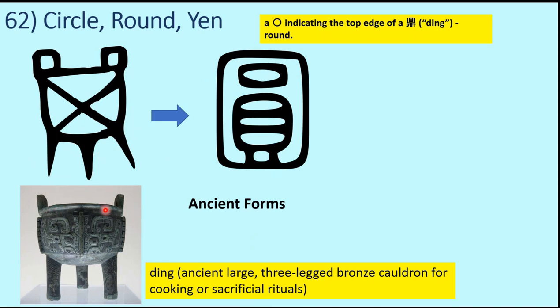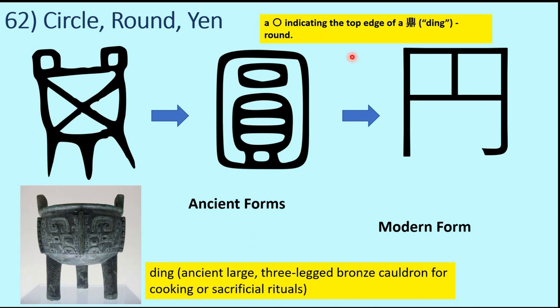So this is the top edge. So you can see here the top edge of the ding. This is round or circular. So this is represented using this circle here in this evolved symbol. And from there, the modern version has evolved like this. So this is nothing but a modified or modern, evolved version of this old symbol. So this is nothing but the top edge of the ding.